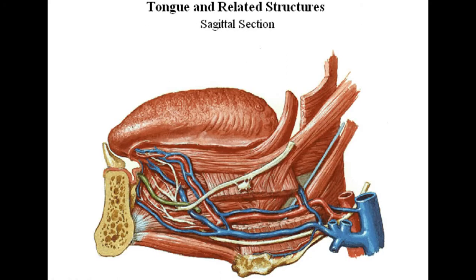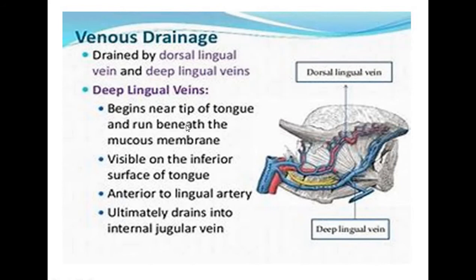The venous drainage: the veins follow along with the artery. At the tip of the tongue, there is the deep lingual vein, which starts from the tip of the tongue, then runs beneath the mucous membrane. They are visible on the inferior surface of the tongue and present anterior to the lingual artery.